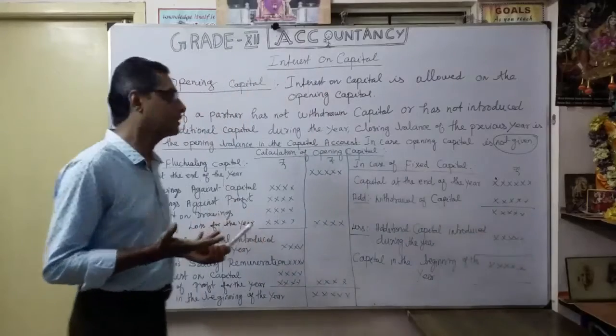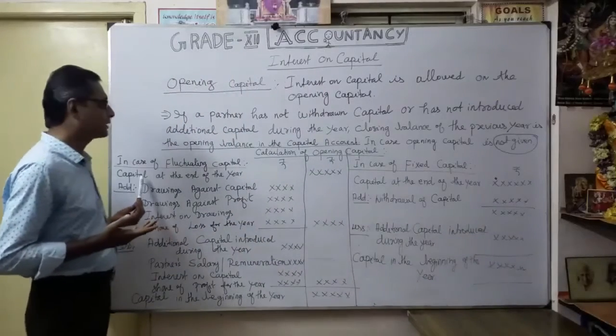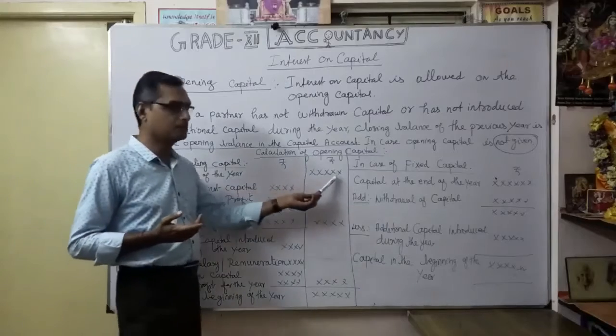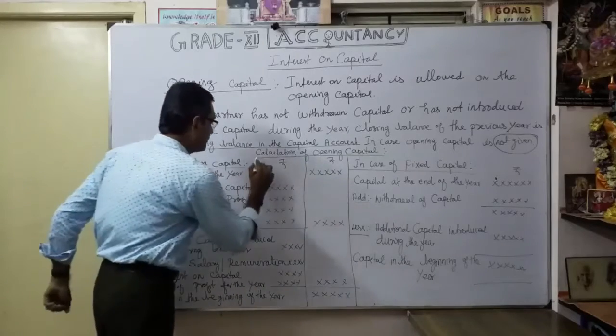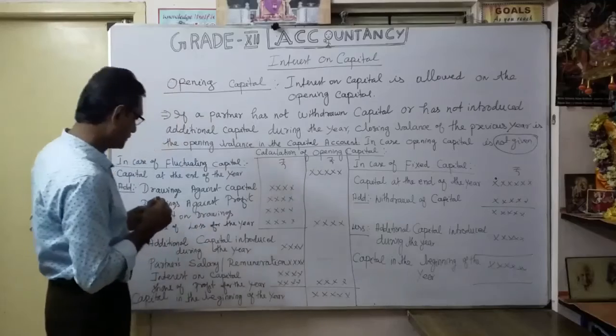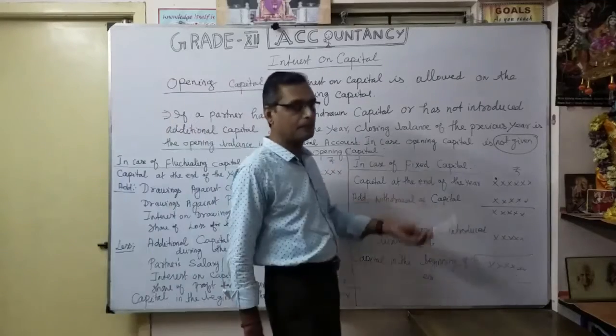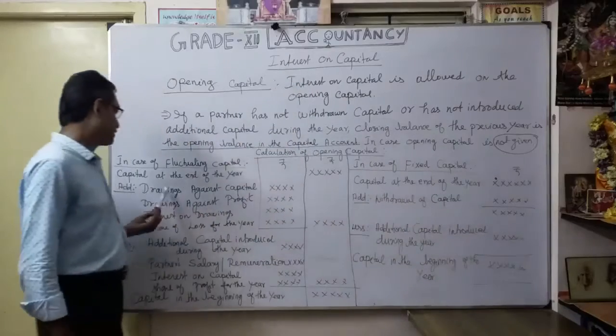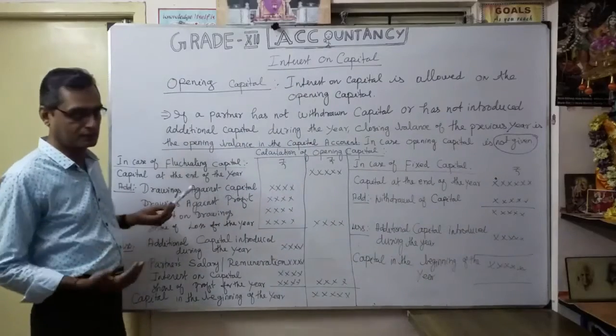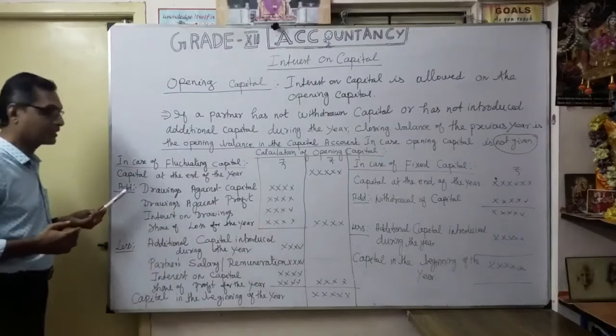So we are going to calculate again in the same manner. Capital at the end of the year, we'll make it the outer column. Then what should be added? Here add only withdrawal of capital. But here see drawings against profit, we will see later on, and the interest on drawings also.